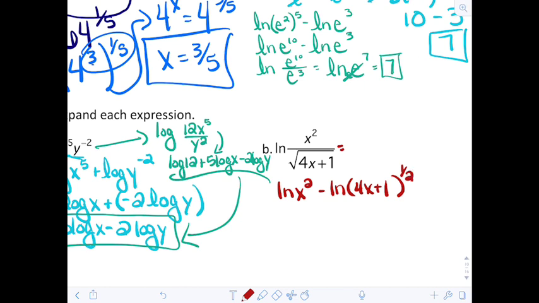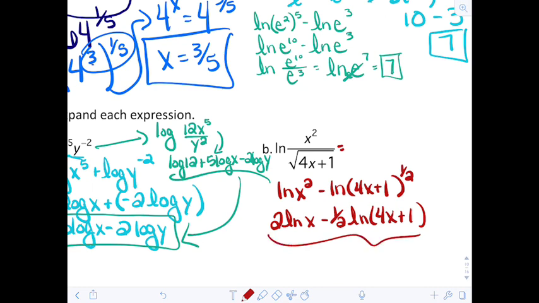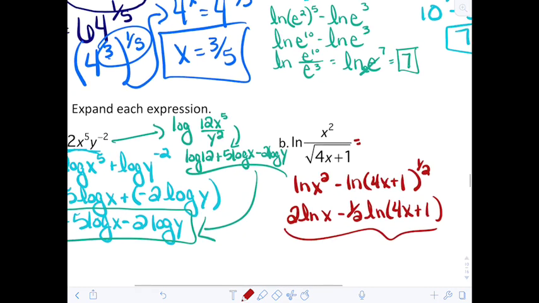Now I'm going to use that power property, and it becomes 2 times the natural log of x minus 1/2 times the natural log of 4x plus 1. And some people look at the 4x plus 1 and feel like they should be able to split that up, but there is no rule to split up what is already being added, so we're actually done with that. Final answer.